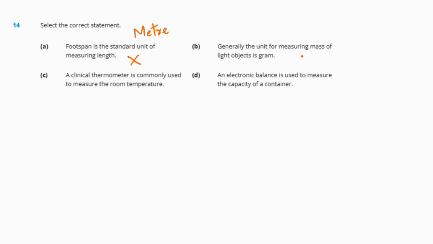Generally, the unit for measuring mass of light objects is gram. Yes, that is true. For heavy objects, we use kilogram. For lighter objects, we use gram. Yes, that is correct. A clinical thermometer is used to measure room temperature. That is wrong only. We use the clinical thermometer to measure body temperature only, not room temperature. So that is also wrong. An electronic balance is used to measure the capacity of a container. That is also wrong because an electronic balance is used to measure weight only, not capacity. So the correct answer is option B.